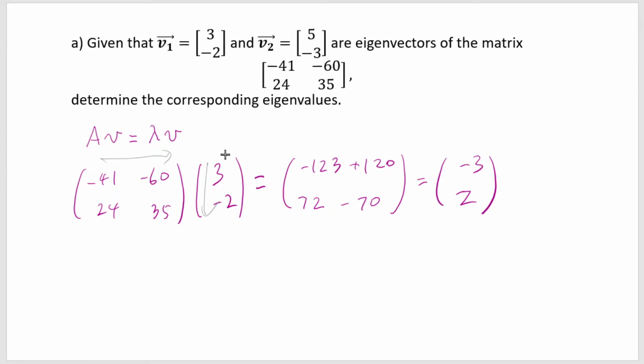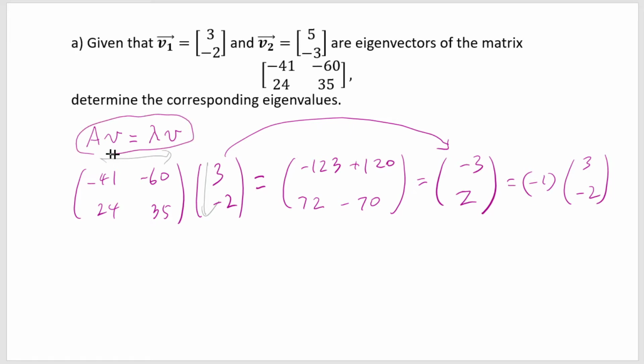So what happened between this and this? Well, you see that 3 became negative 3 and negative 2 became 2. So this is like negative 1 times 3, negative 2. And as you can see, indeed, this vector satisfies the eigenvector equation with lambda equal to negative 1.